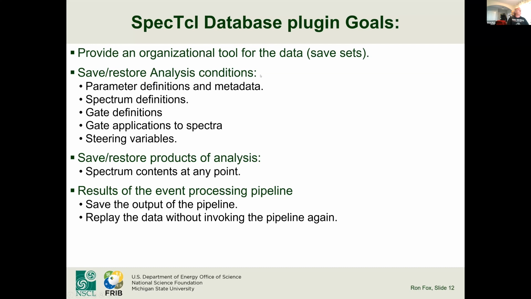By analysis conditions, again, I'm going to define these as parameter definitions and metadata. By metadata, I mean suggested ranges for histograms, suggested binning, resolution of the parameter, and the units of measure of the parameter. Spectrum definitions, again, what parameters are used to increment the spectrum and how the spectrum is incremented. SpecTcl has a very rich set of histogram types to meet the needs of these parameters. Gate definitions and their applications to spectra, and then steering variables.